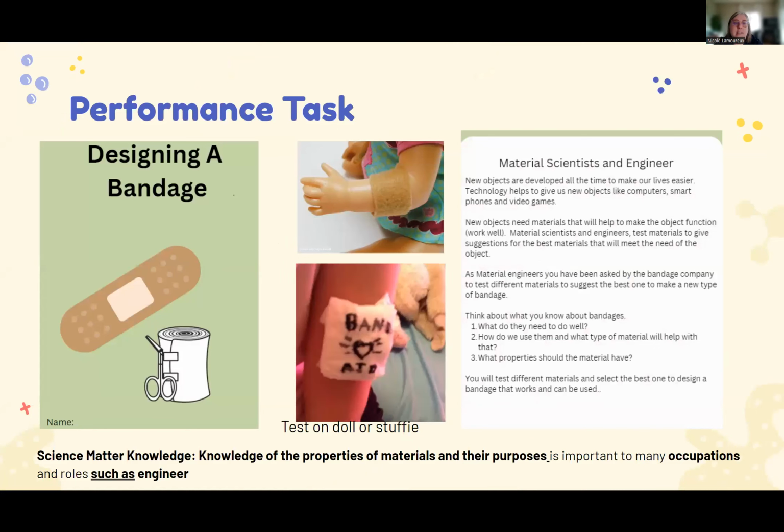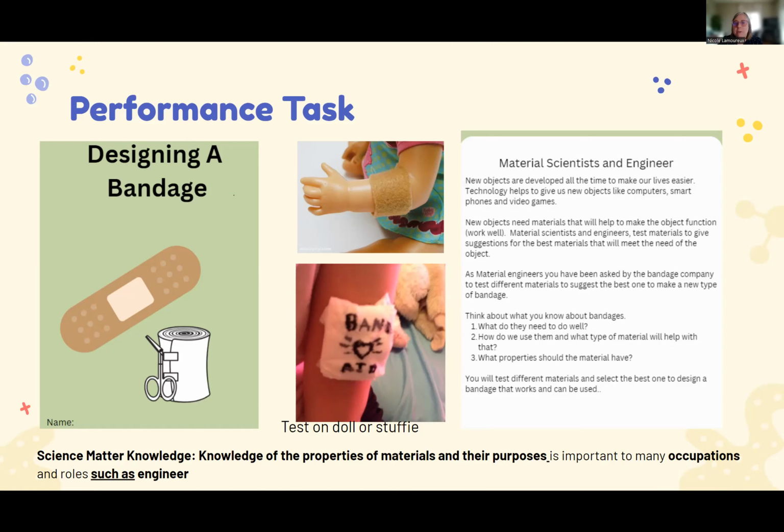So in the handout, there's the one for designing a bandage. This is where I connected the knowledge statement about properties of materials and the purposes are important to many occupations. And then I picked engineer or materials engineer because that is an actual occupation. So it is a little bit about it. You can read it to them, read it with them, however you choose. But then they need to think about what makes a good bandage. What do you need from a bandage?